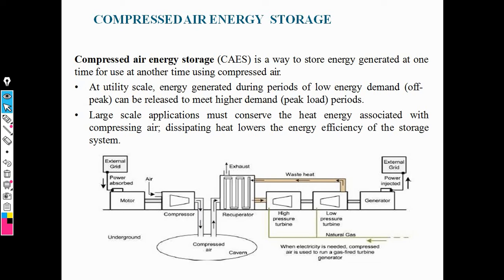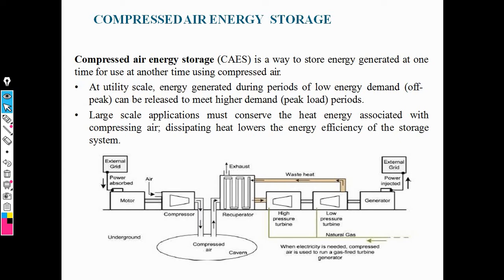In the compressed air energy storage system, we need an external grid. This external grid supplies power to the motor. We also use a compressor, and the main function of the compressor is to increase or decrease the pressure of air. This compressed air is then given to the high pressure turbine and low pressure turbine.